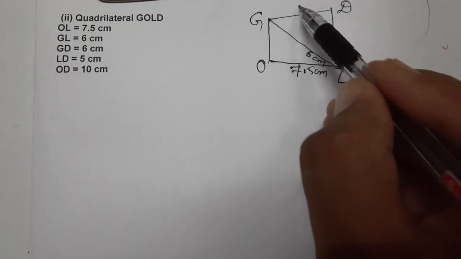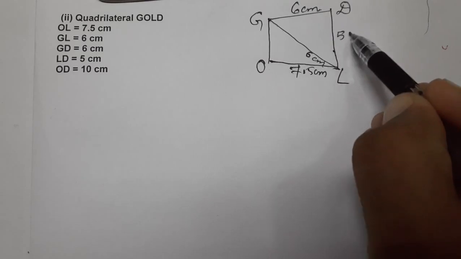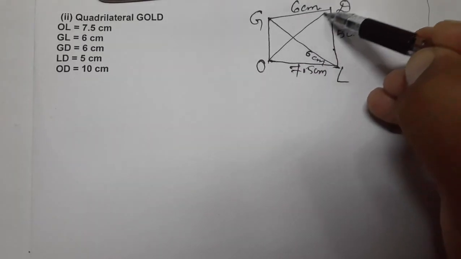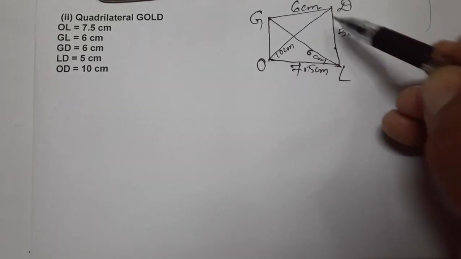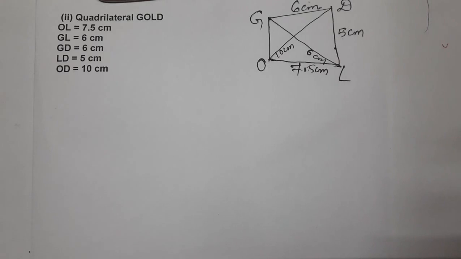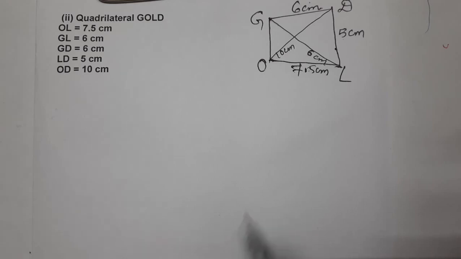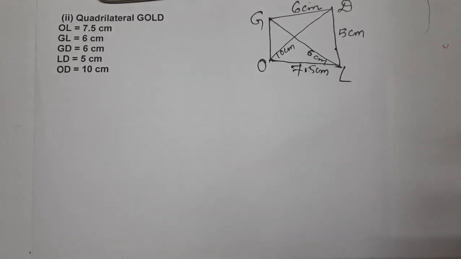GD 6, GD is 6 centimeter, this side. LD 5, OD 10. This diagonal is 10 centimeter. So 3 sides, 1, 2, 3, and 2 diagonals are given to us. So also we can construct a quadrilateral uniquely. So 2 diagonals, 3 sides. So let's start from OL 7.5. So first make OL 7.5.